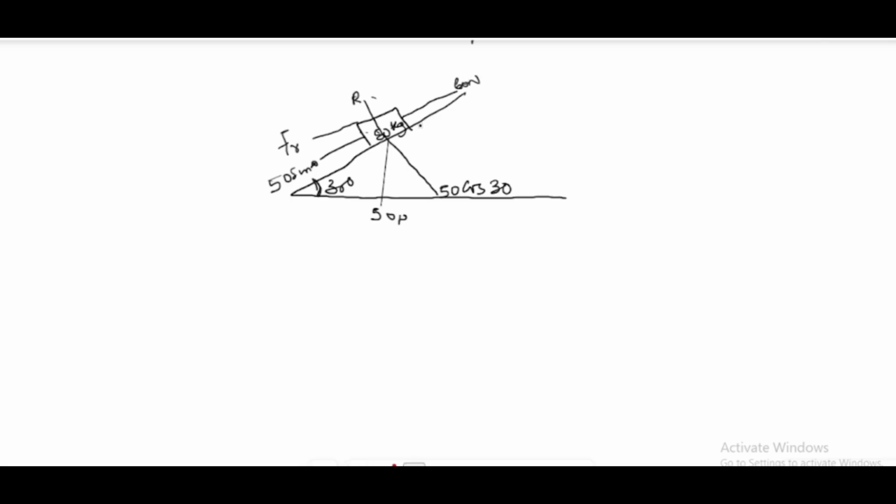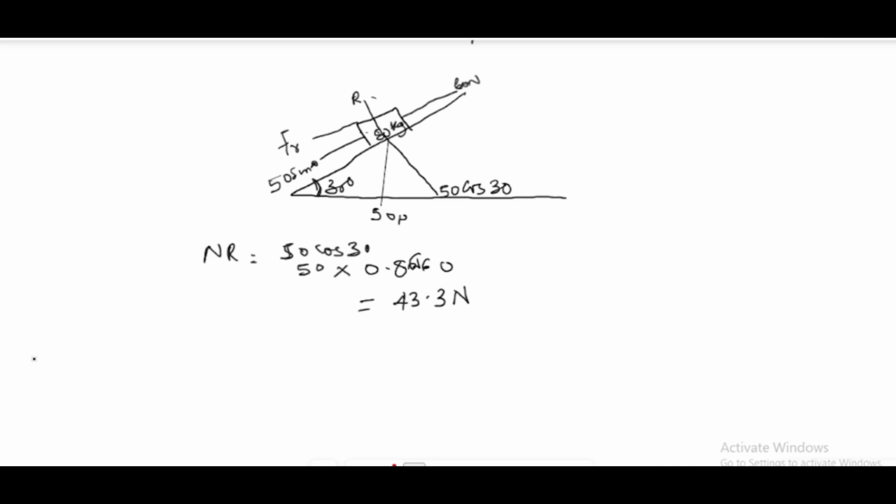So we are asked to find the normal reaction, and that normal reaction is equal to 50 cos theta. So what is cos 30? Cos 30 is 0.8660. So 50 times 0.8660 will give us what? 43.3 Newton. That is for the normal reaction.